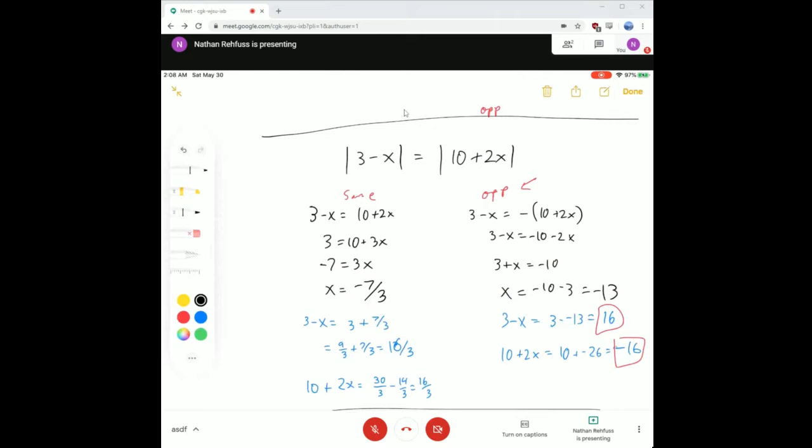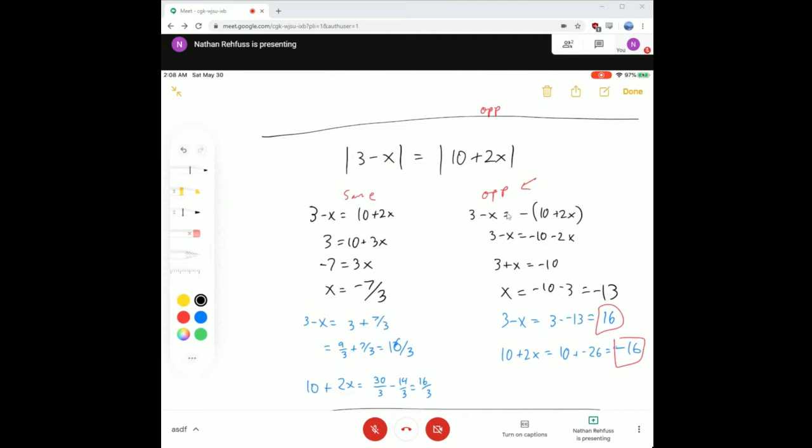Suppose that this expression and this expression have the same magnitude. So then either they have the same value or they have exact opposite values. Either they're both the same number, and so they're the same distance from 0, or they're the same distance from 0 but on opposite sides, so one's positive and one's negative. I don't know which one's positive and which one's negative, but I know they have opposite values, so I can say this one is equal to the opposite of that one.